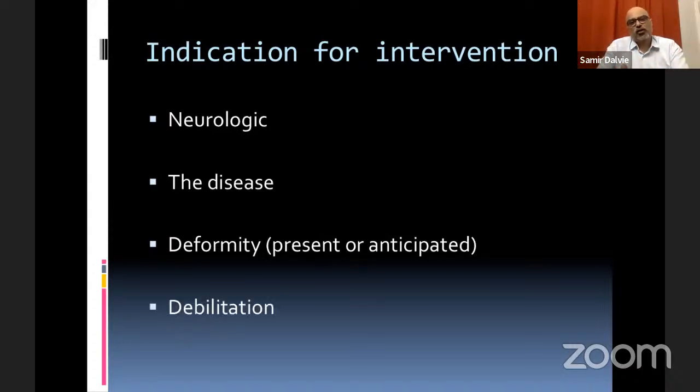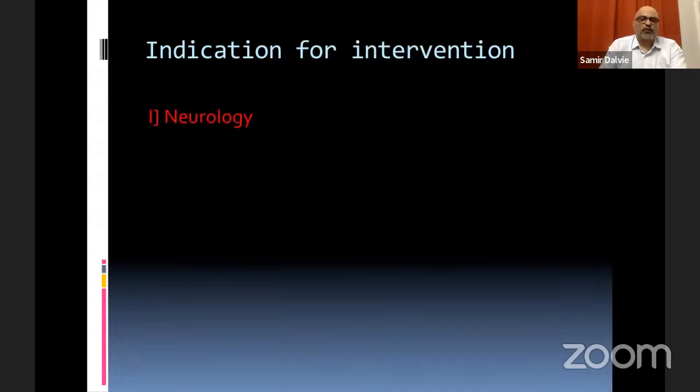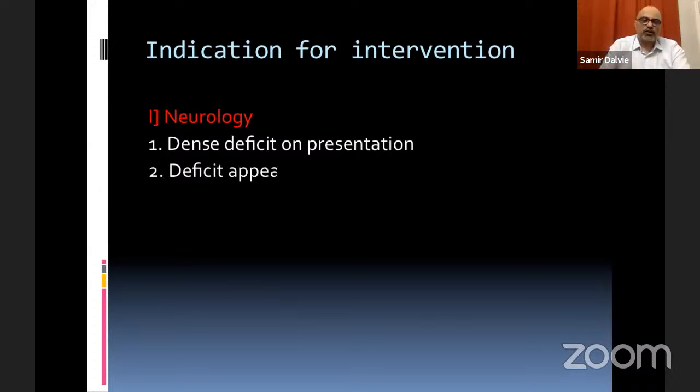In fact, this was previously also mentioned by Butler, way back in the 19th century. I am just paraphrasing these into these 4 groups. So let's look at each of them separately. What is the neurologic indication? Number 1 is dense deficit on presentation. If a patient comes to you with grade 0, 1, 2 power, not able to stand, not able to walk, this patient should be given the chance of surgery, because although with medical management he may eventually recover, with a safe surgery he has the best opportunity for recovery.